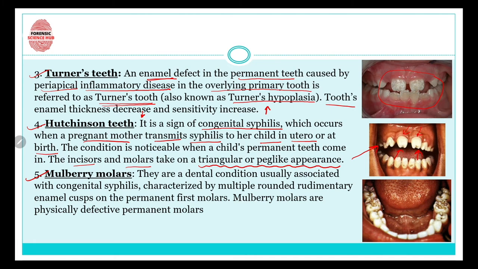triangular shaped. Then talking about mulberry teeth, as I said, this is also associated with congenital syphilis, and it is characterized by multiple rounded rudimentary enamel cusps. You can look here very clearly that these teeth have started to look like mulberry fruit, right? And this happens in the permanent first molars. Here you can see they start to look like mulberry, hence the name mulberry molar. Mulberry molars are physically defective permanent molars, and both Hutchinson teeth and mulberry teeth are associated with congenital syphilis.